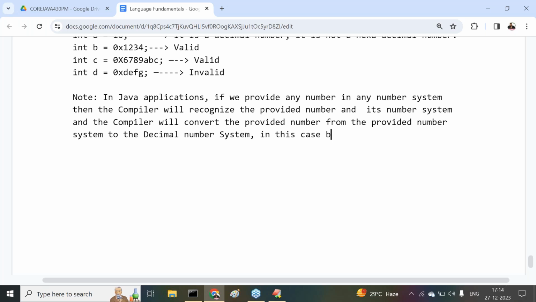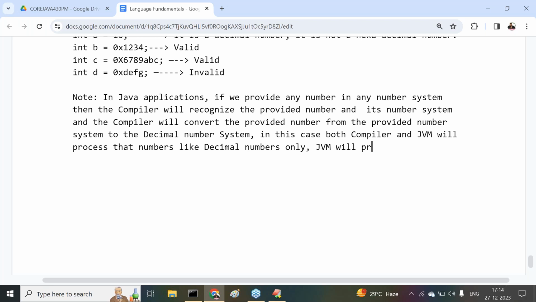In this case, both the compiler and JVM will process those numbers like decimal numbers only. JVM will provide the output in the decimal number system only.